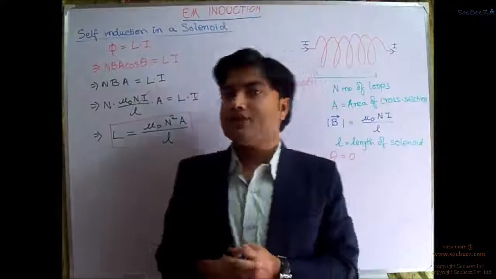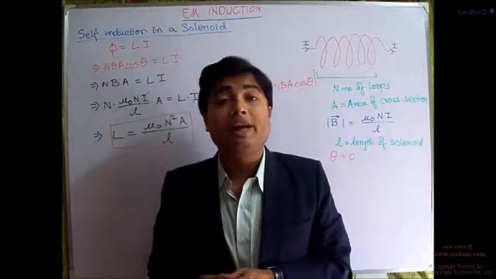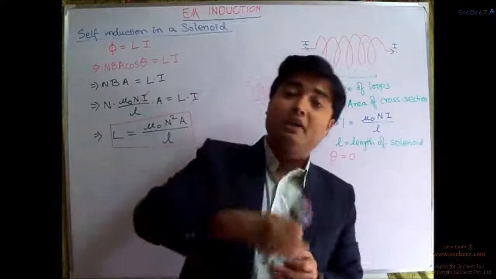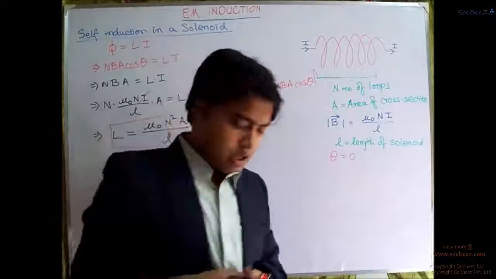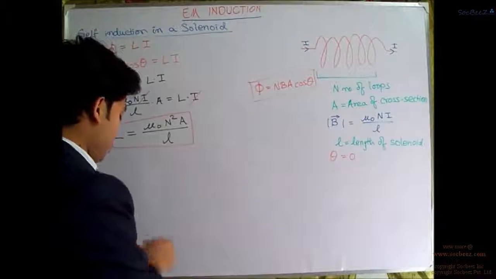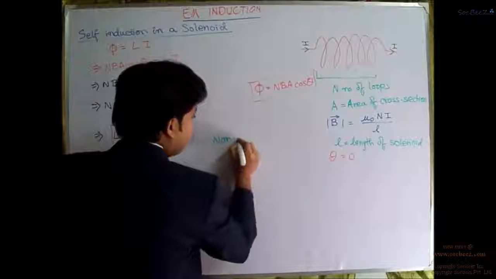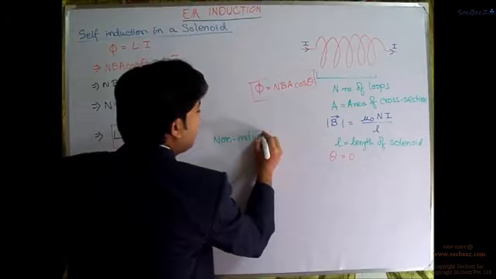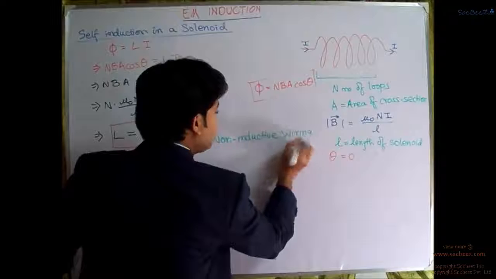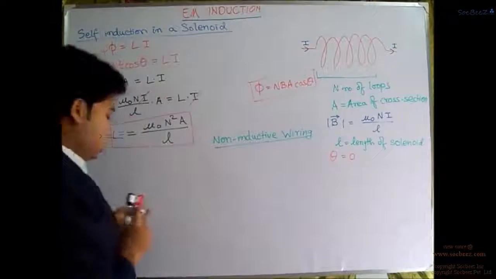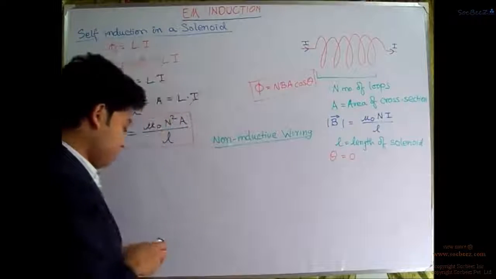Now, as we have seen, the self-induction actually opposes, or it takes much time for the current to increase to its peak value. So how can we reduce that? The method to reduce it is known as non-inductive wiring. If we do non-inductive wiring, then it will be lesser. Let us see how.